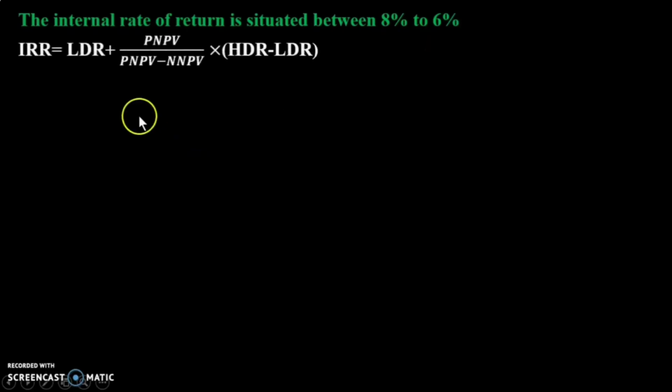Dear students, the internal rate of return is situated between 8% and 6% because at 8% NPV is negative and at 6% NPV is positive. Between 8% and 6% is the middle point or nearest point, the IRR. We find the IRR from this formula. IRR equals LDR plus PNPV divided by PNPV minus NNPV into HDR minus LDR.